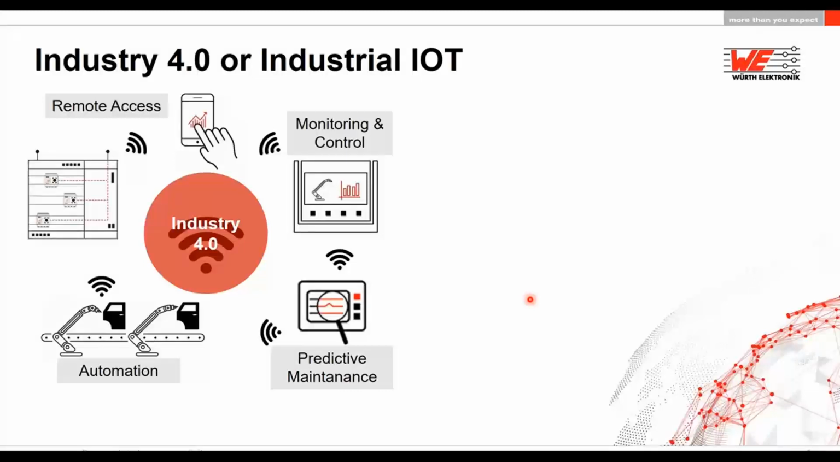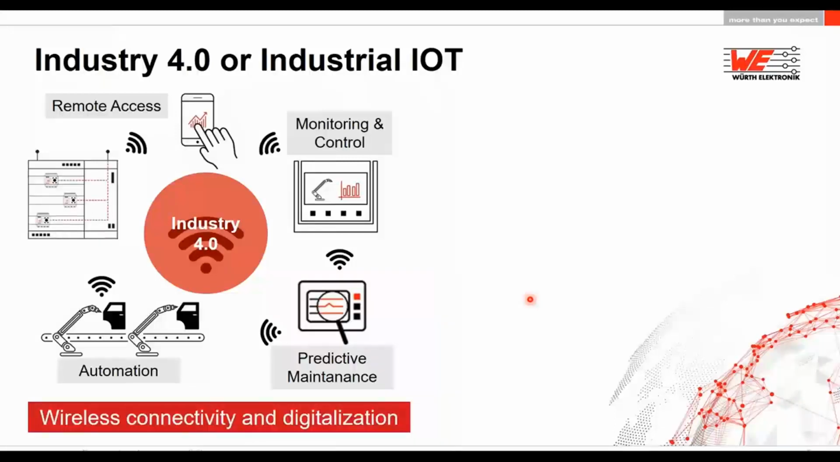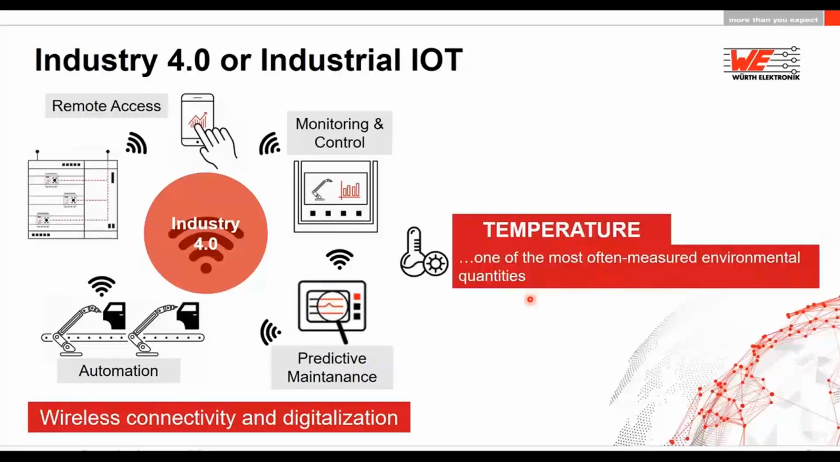You also need to monitor and control your machines or your data remotely, and also do predictive maintenance, so you can read from the sensor data whether your machine needs some correction or is going to malfunction. So wireless connectivity and digitalization is at the basis of Industry 4.0. On the other hand, temperature is also one of the most measured environmental quantities. So many physical and chemical properties depend on the temperature, and that's why temperature needs to be measured more often.